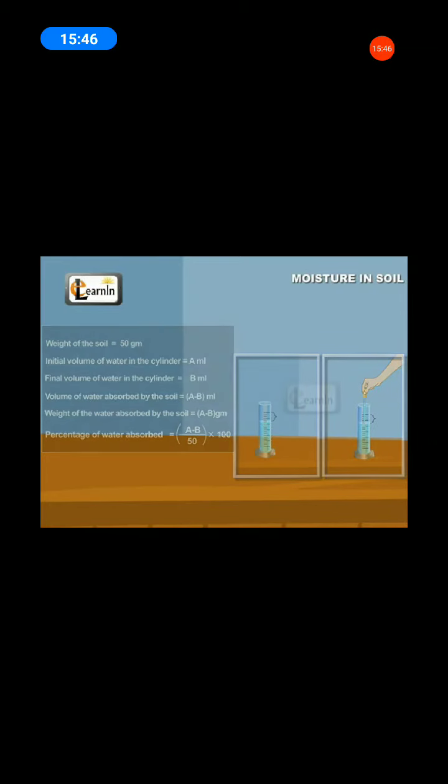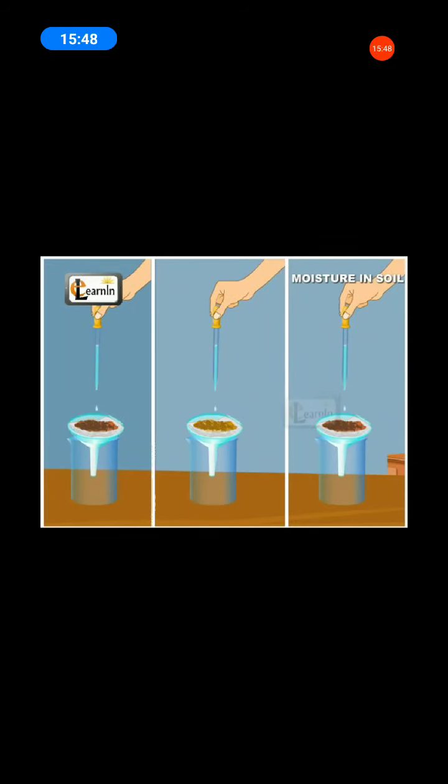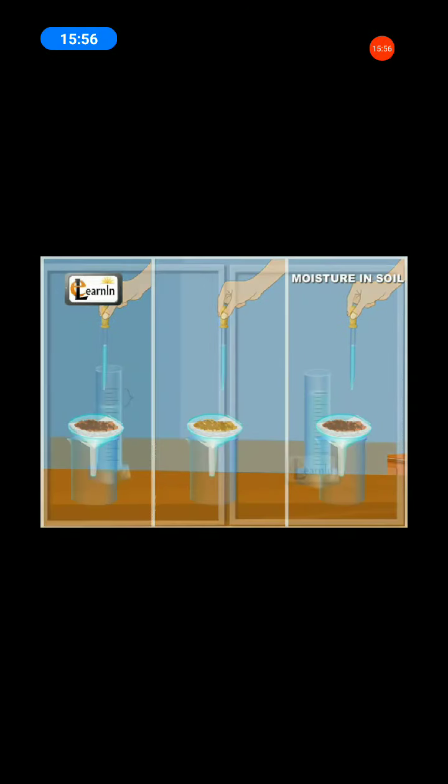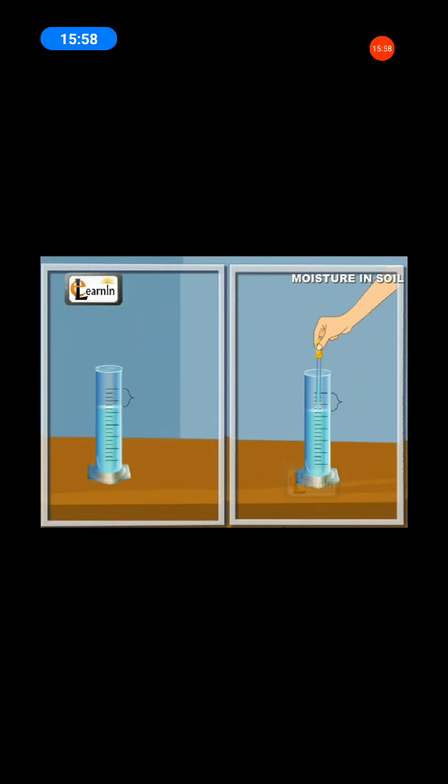Repeat this experiment with different soil samples and record all the results. We will notice that the water retention capacity of all soils differ from each other. Find out which soil has the maximum water retention capacity and which has the minimum.